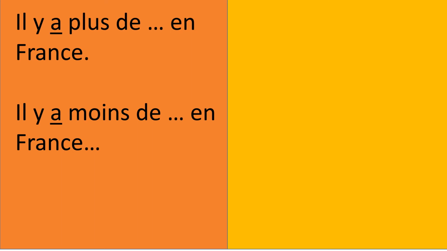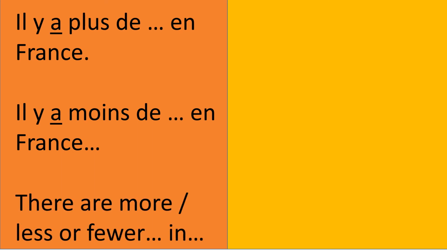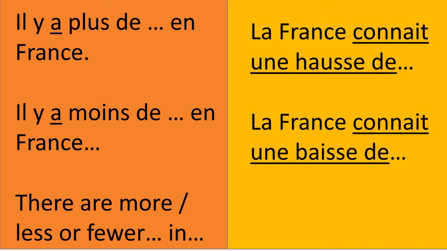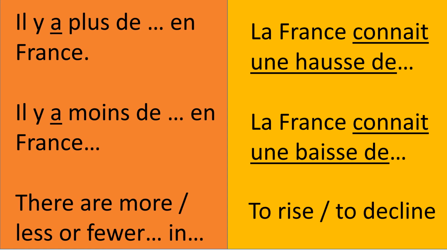You want to talk about an increase, and of course you will only think of il y a plus de, or a decrease, il y a moins de. How can you say that differently? Well, for the increase you can say la France connaît une hausse, and for the decrease you can say la France connaît une baisse. These are expressions you can learn by heart, connaître une hausse and connaître une baisse. And each time you want to talk about to rise or to decline, you can use those expressions.